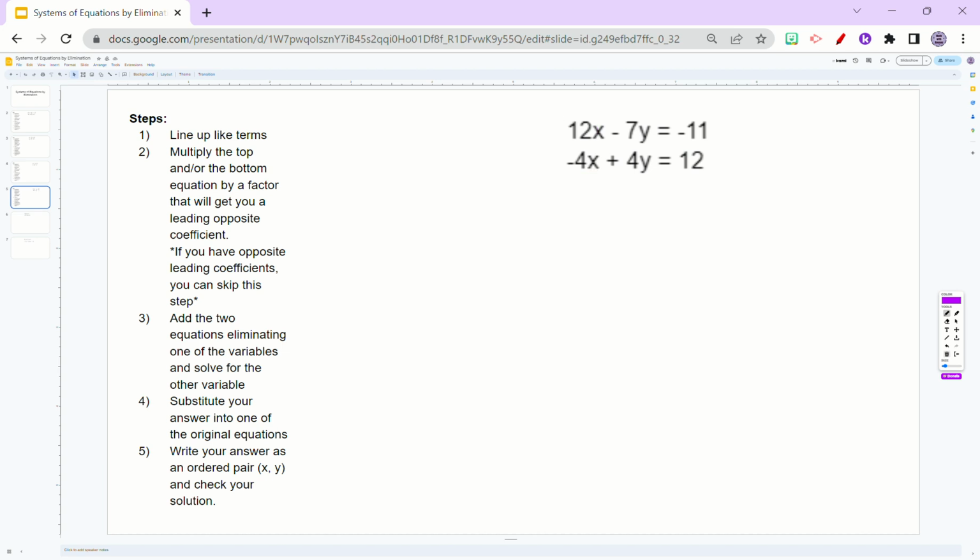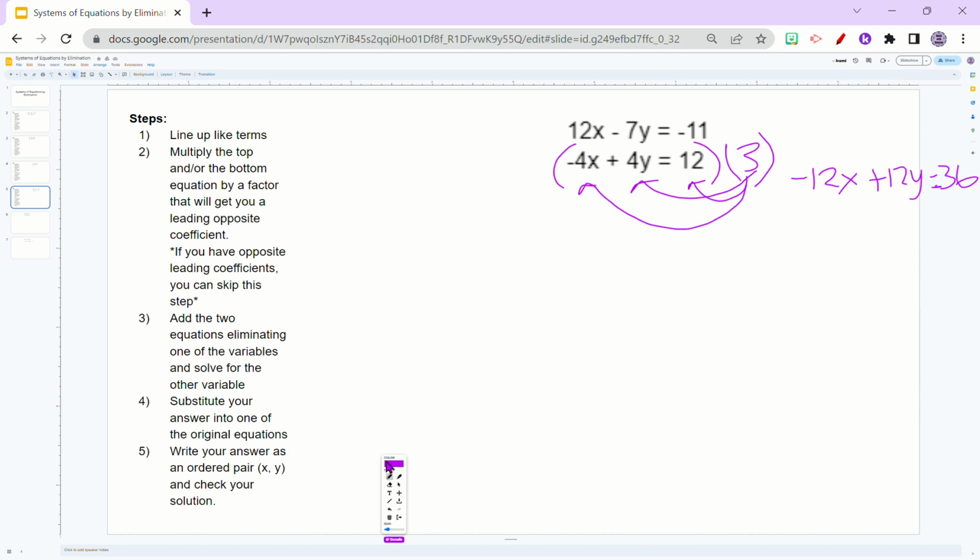We could actually multiply this by 3, because when we do that, this will become a negative 12x. So down here we'll have a negative 12x. 3 times 4y is 12y, and then 3 times 12 is 36. All right, and now we can rewrite the first equation over here. So 12x minus 7y equals negative 11.